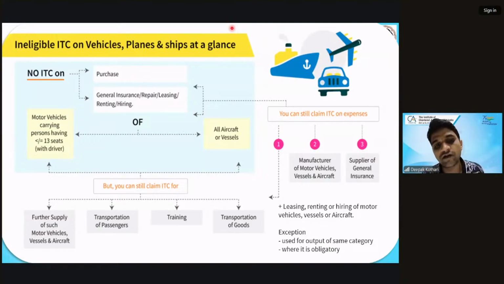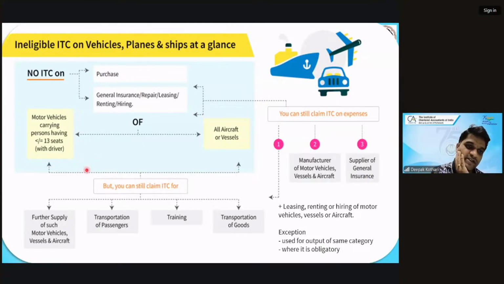If a car is given on rent, then you can claim the credit, because it is for further supply of such vehicle. The person who's buying it and giving it for rent can claim the credit, because he is into the business of supply of such motor vehicles.